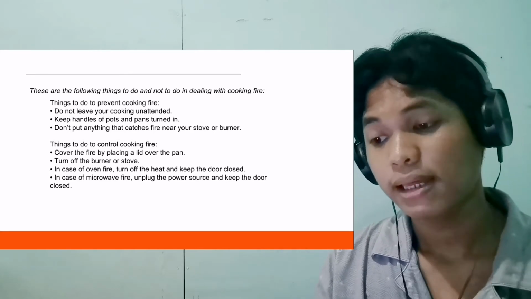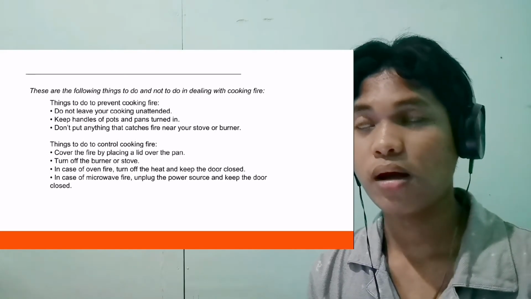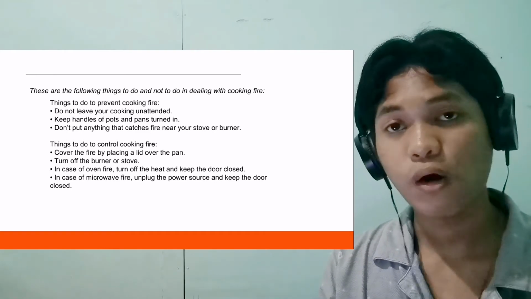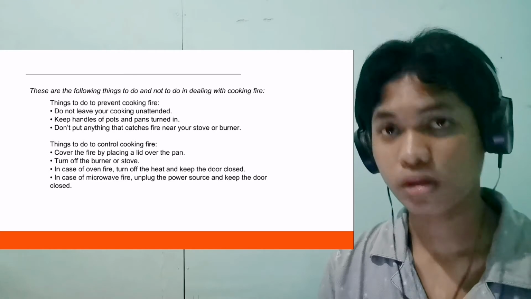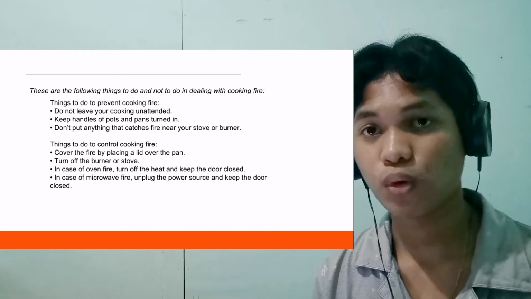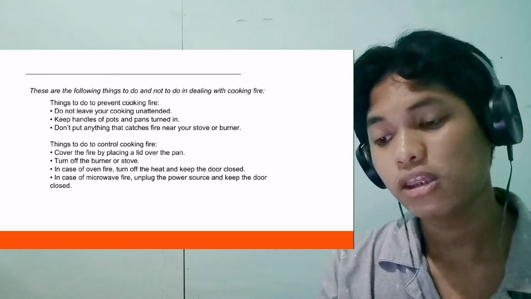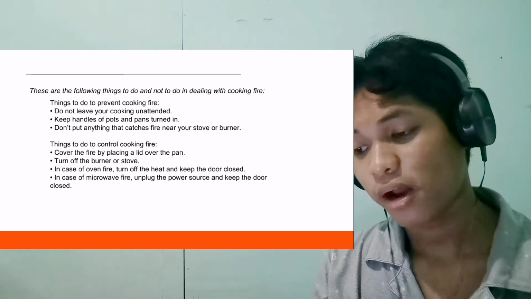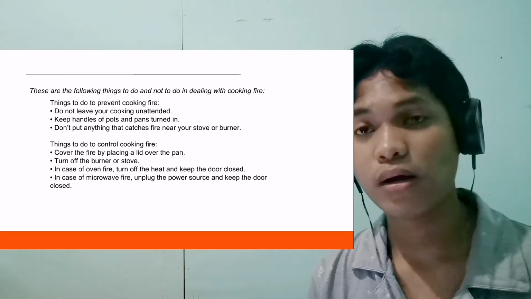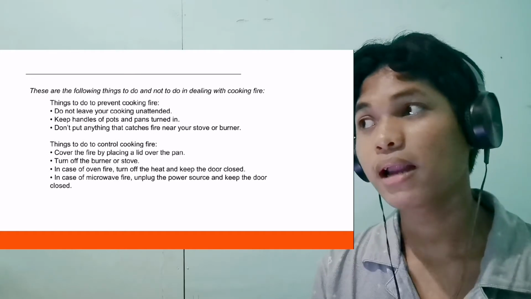So, number 3. In case of open fire, turn off the heat and keep the door closed. Kung ang ating oven ay nasisunog, ang kailangan nating gawin ay i-off yung heat to 0. And kailangan hindi dapat nakabukas ang pinto ng oven natin. So, 4. In case of microwave fire naman, unplug the power source and keep the door closed. So, same sa oven fire. Kailangan naka-close yung door ng ating microwave at tanggalin ang saksakan.